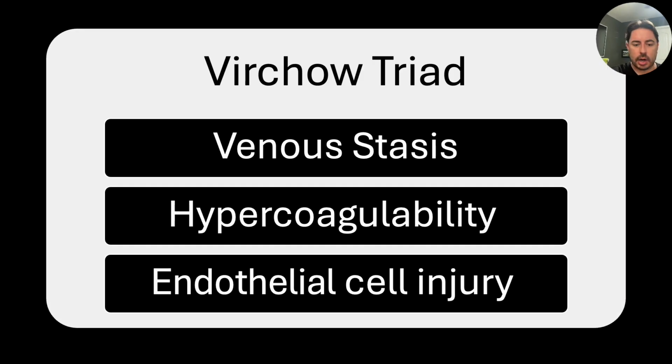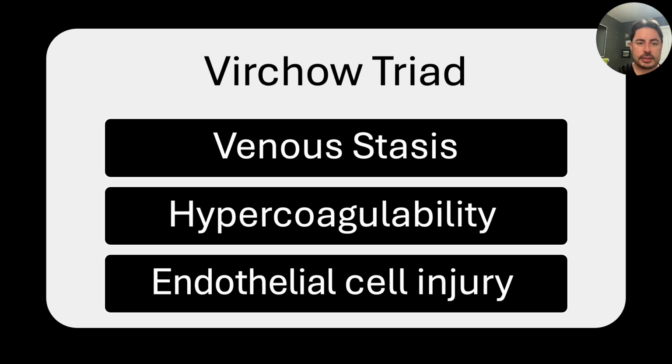All right, you guys, so we're going to now talk about how a clot forms. So when we look at the way that a clot forms, it's through this phenomenon, through what's called Virchow's triad. And I'm going to upload a link that has more information on this, but it's typically from 3 different things. And this is venous stasis, hypercoagulability, and endothelial cell injury.